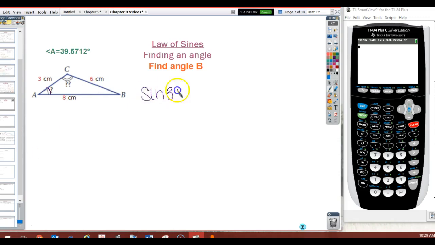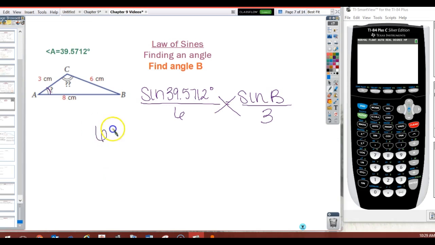The sine of 39.5712 degrees divided by the side across from it, 6, will be equal to the sine of the angle that we're looking for, angle B, divided by the side across from it, so that will be 3. From here we're going to cross multiply, and so we will have 6 times the sine of angle B equal to 3 times the sine of this 39 degree angle.